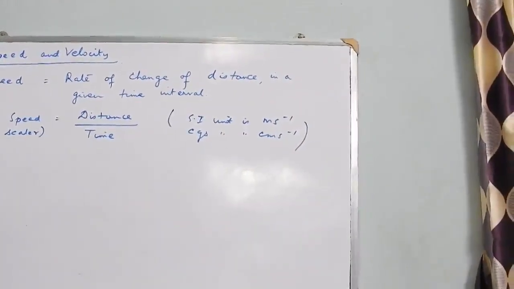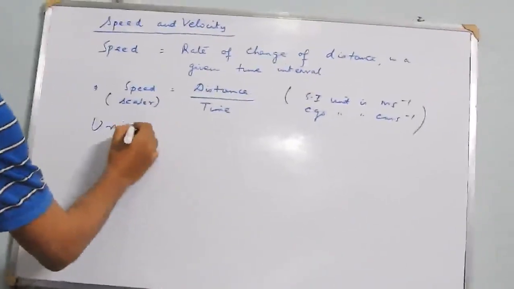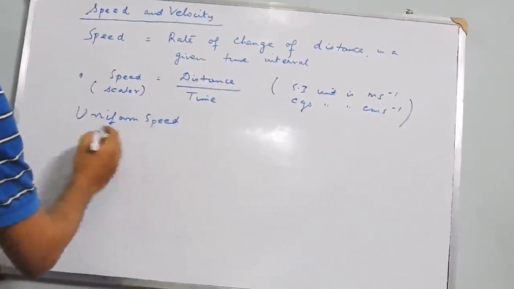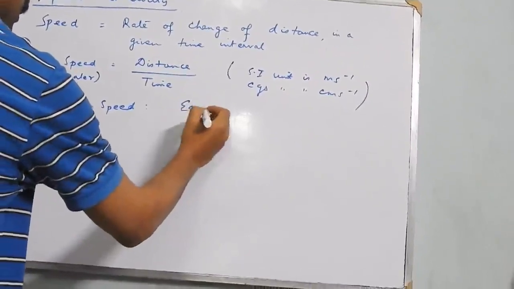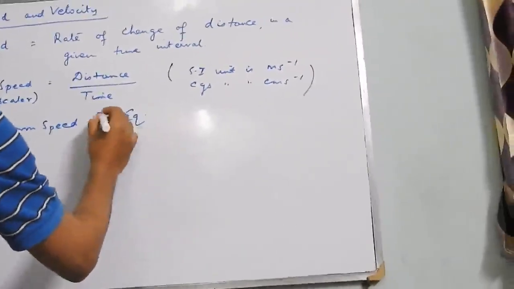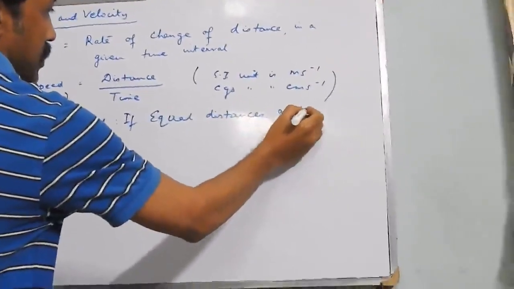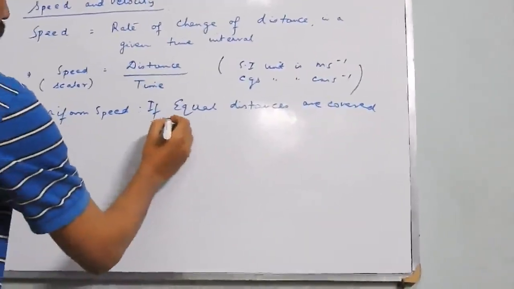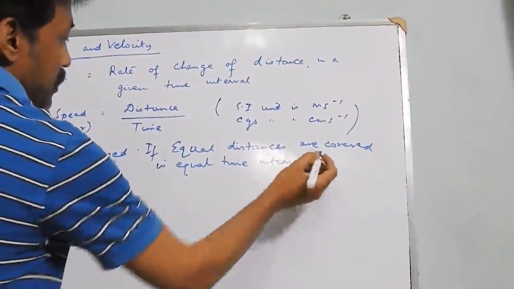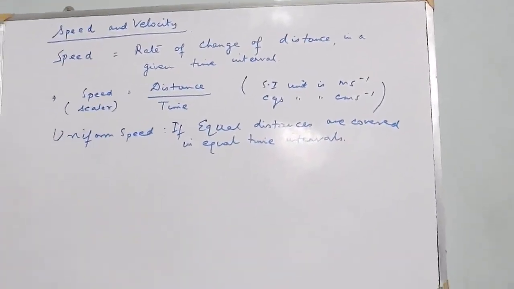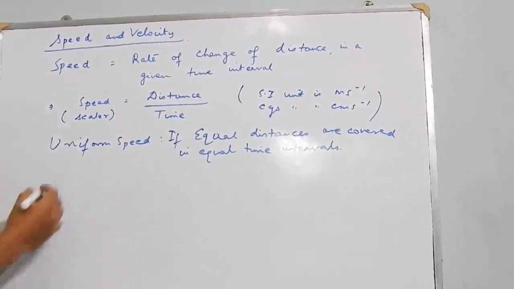However, the speed can be either uniform or non-uniform. So when we say that the speed is uniform, it means that the body is travelling equal distances in equal time intervals. If a body travels in such a manner that it covers equal distances in equal time intervals, then the speed of the body is uniform, or you can say it is constant speed. The speed might be non-uniform or variable.